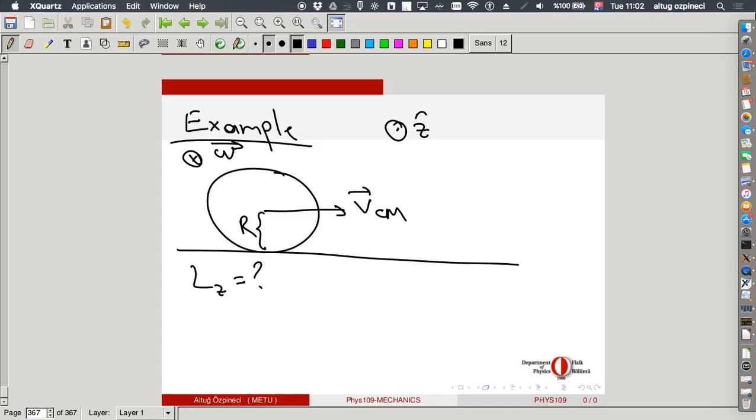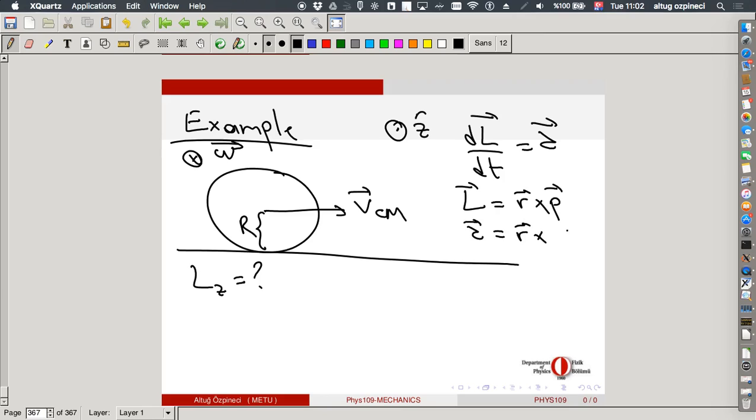So let me first clarify what we mean by conserved angular momentum. Remember, the rate of change of angular momentum is given by the torque. Angular momentum we defined as r cross p for a point object, and the torque for a single force was r cross F. Now, if somebody asks you what is the angular momentum of this object, or what is the torque acting on the object, the first question you should ask is: relative to which point? Because we first have to choose some r.